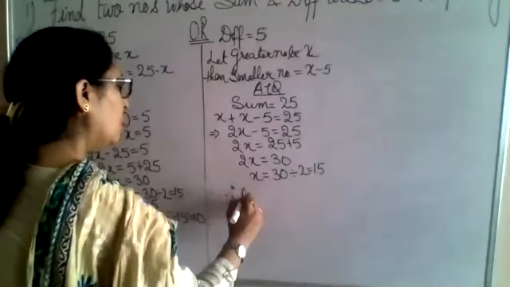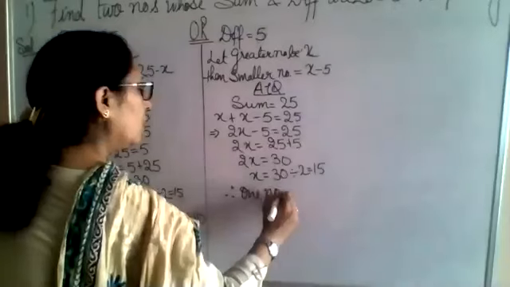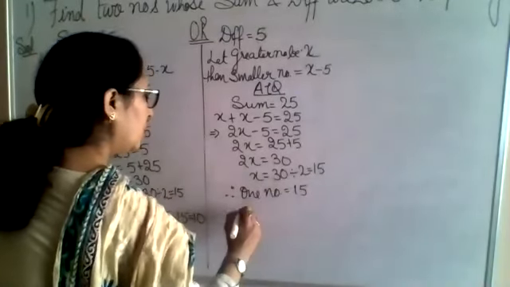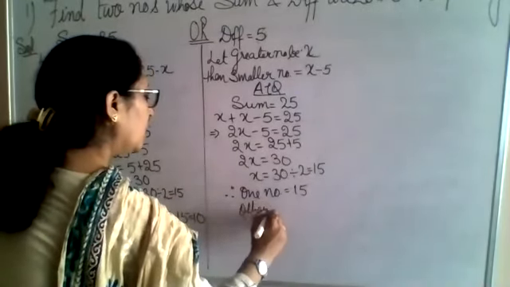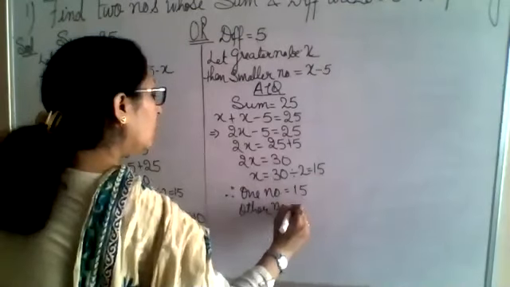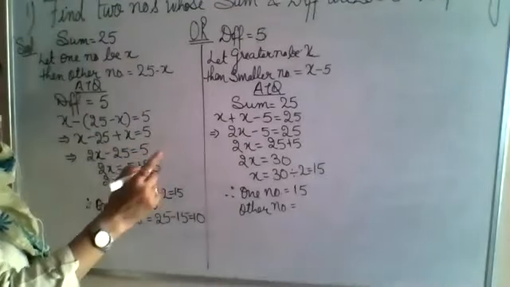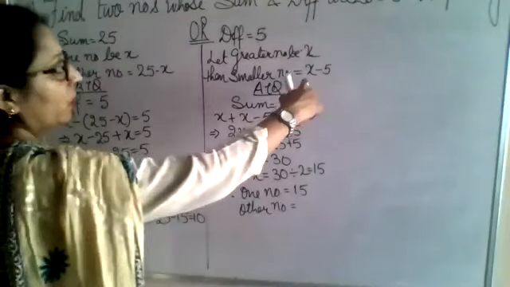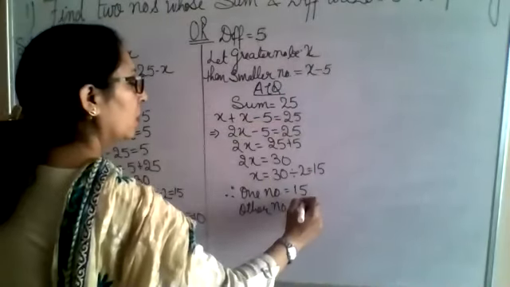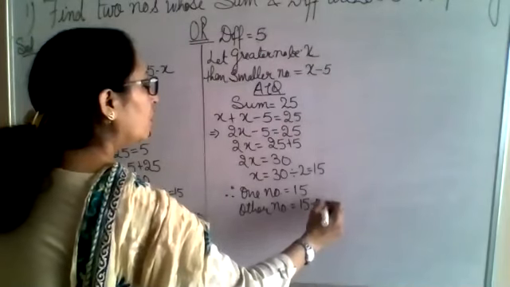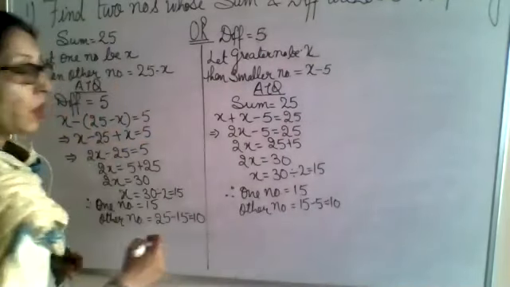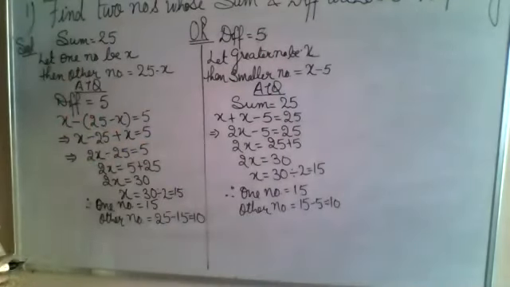Therefore, one number equal to 15 and other number, you can do subtraction 25 minus 15 or simply you can do 15 minus 5. You can do it by any way. So your answer will be 15 and 10.